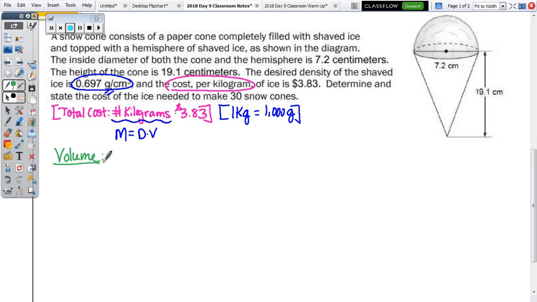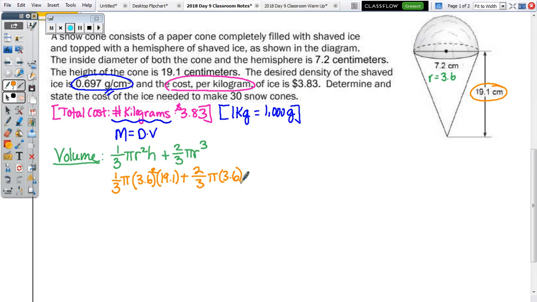On your reference sheet, the volume formula for a cone is on there. So it's 1/3 pi r squared h. And then the hemisphere is 1/2 of 4/3 pi r cubed, which is 2/3 pi r cubed. So both of these formulas are on your reference sheet. We need the radius. We have a diameter of 7.2, so our radius is 3.6. So let's substitute in the radius of 3.6, and we get 1/3 pi times 3.6 squared times the height of the cone, 19.1, plus the 2/3 pi times 3.6 cubed.